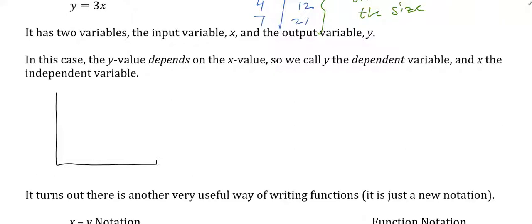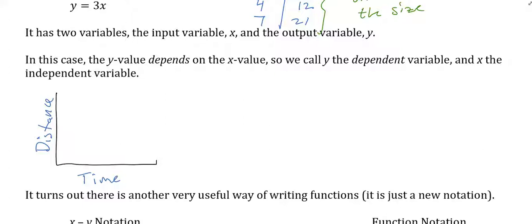And almost always, time is the independent variable. Because you can't stop time. Time just goes. But how far you travel depends on how long you've traveled. Okay, so distance is the dependent variable, and that's our y variable or our vertical variable.